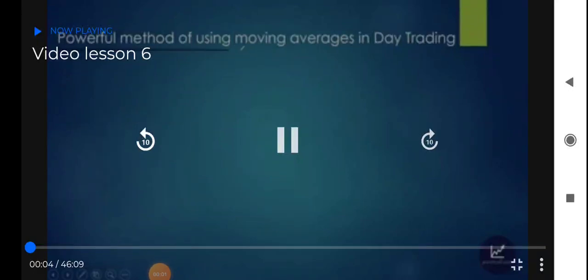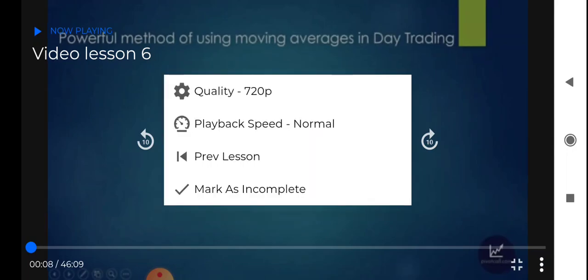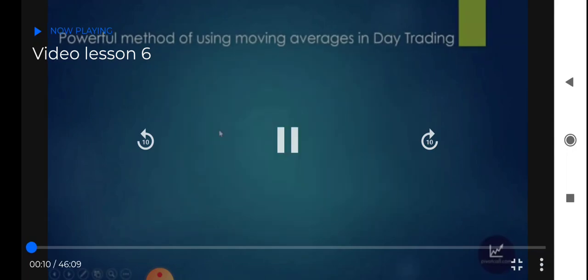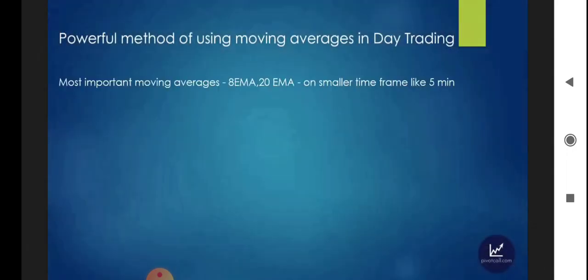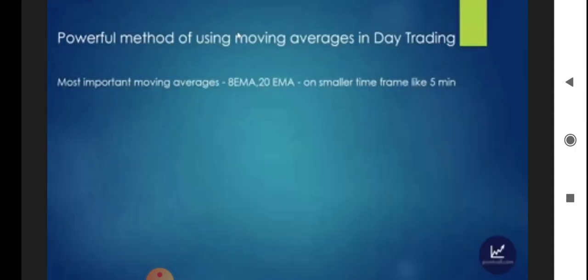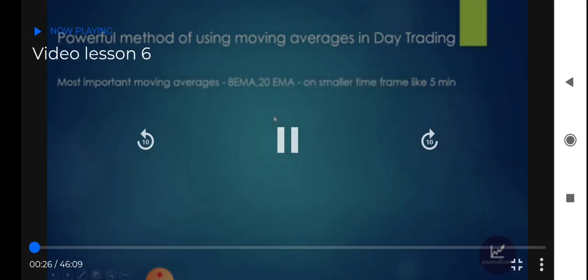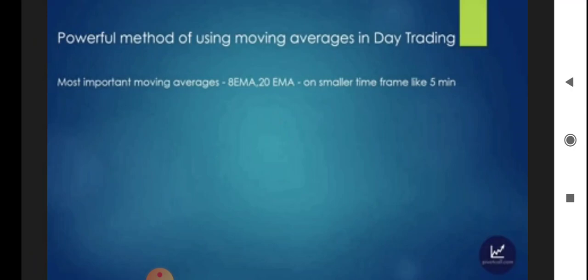Method of using moving averages in day trading. Here I'll discuss which moving average I use, when I use it, and how I use it. According to me, the most important, most powerful moving averages are 8 and 20 on a smaller time frame like 5 minutes. I use EMA, that is exponential moving average. I don't use simple moving average because exponential moving average is faster, so I prefer exponential moving average.